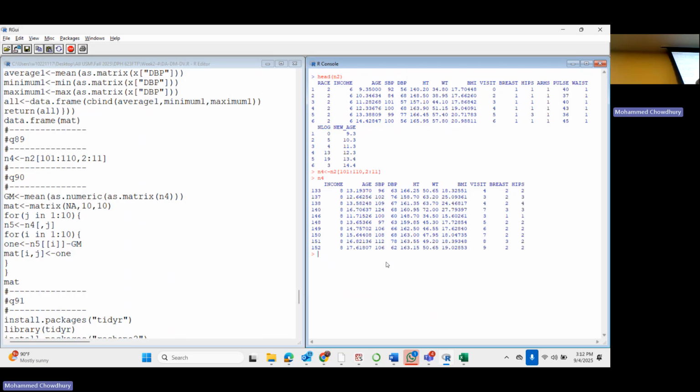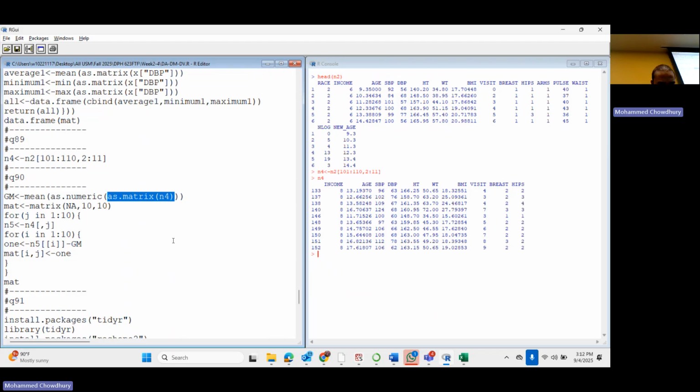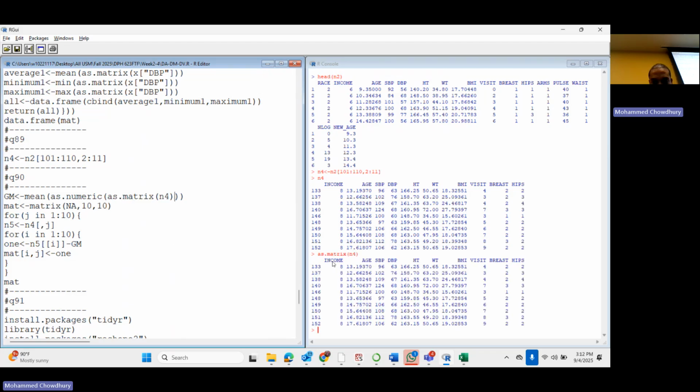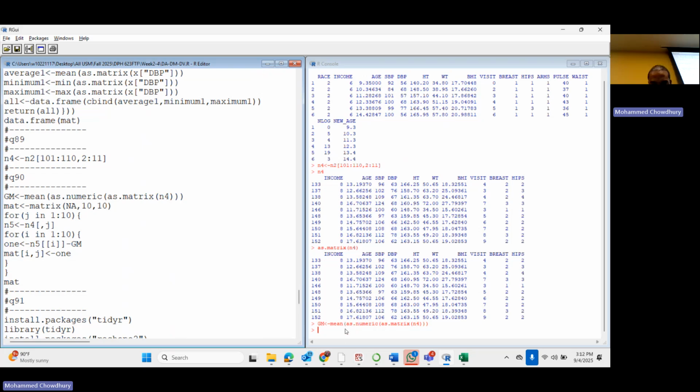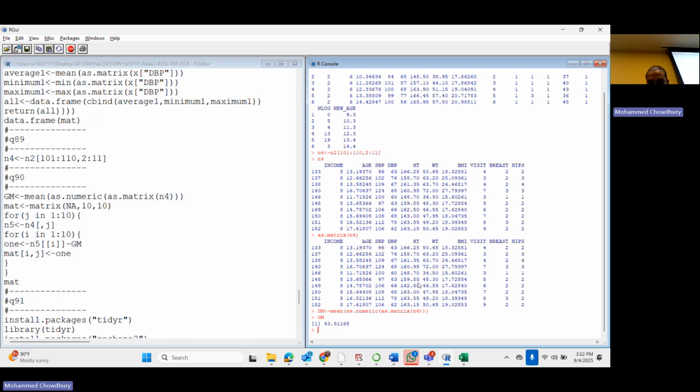So take a look at that. This one is called, I am finding the mean of as.matrix N4. If I just run it this way, see, it is a data frame. If I just run these things, it has become a matrix now. And as.numeric, when you run this, you are getting the mean of these, GM. This is the mean of these numbers.